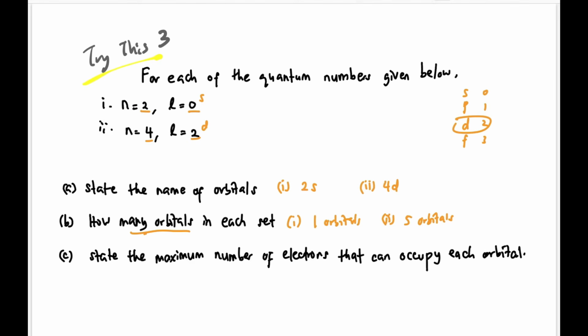And C, state the maximum number of electrons. Okay, maximum number of electrons kita just darab 2 saja. Remember, satu orbital can maximum occupy 2 electrons. So ada 2 elektron untuk yang number 1. Number 2 tu for D ada 10 electrons maximum.